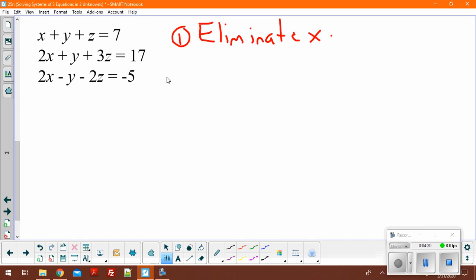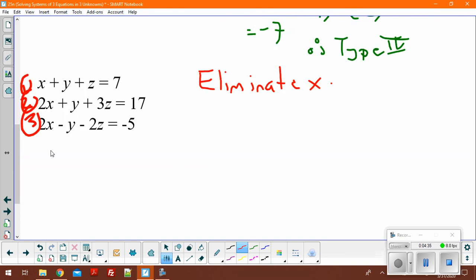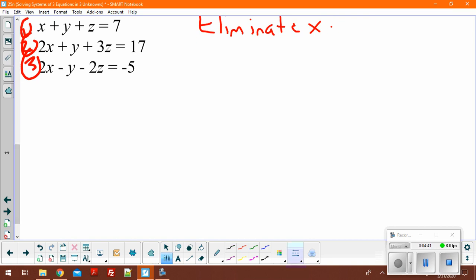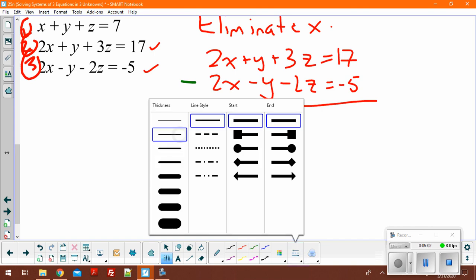My equations, actually I should probably not use that label there, because I want to include 1, 2, and 3. This was my 1, 2, and 3. Looking at my equations, one way I can eliminate x is to use equation 2 and equation 3. So if I write these out, I've got 2x plus y plus 3z equals 17, and 2x minus y minus 2z is equal to negative 5. And I'm going to subtract to eliminate x.